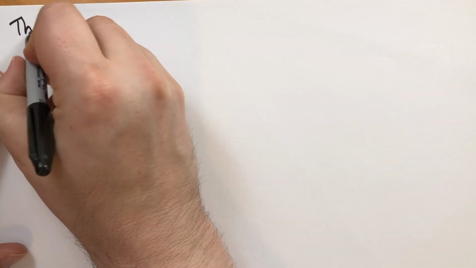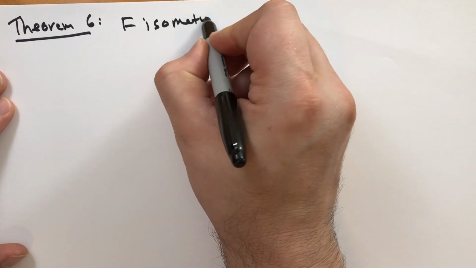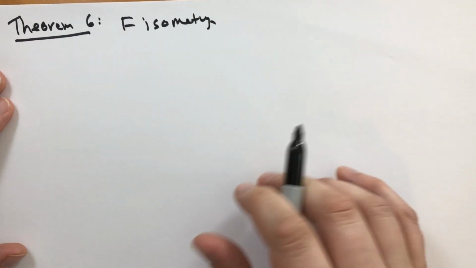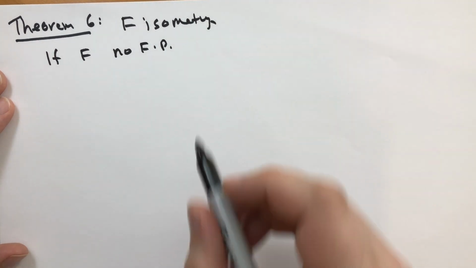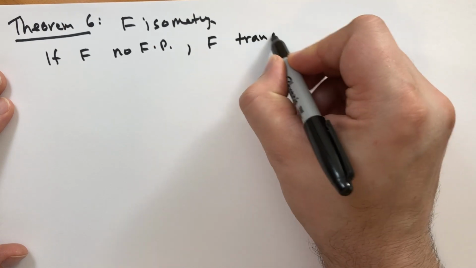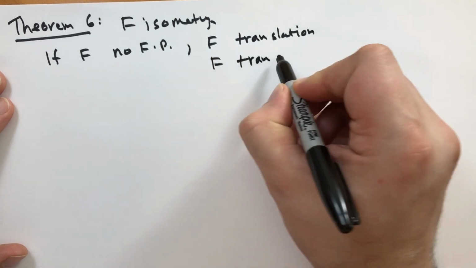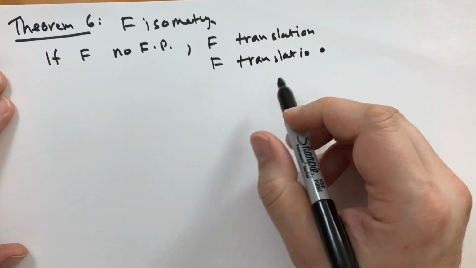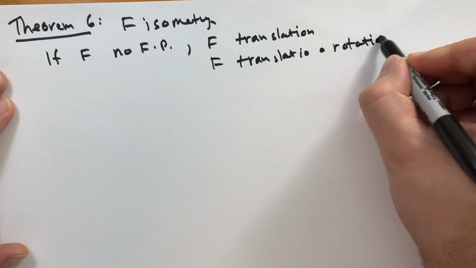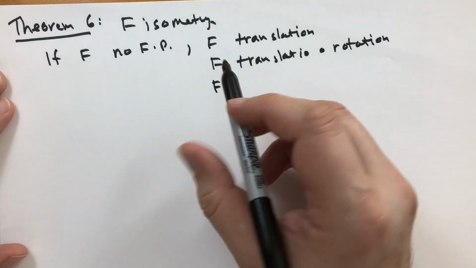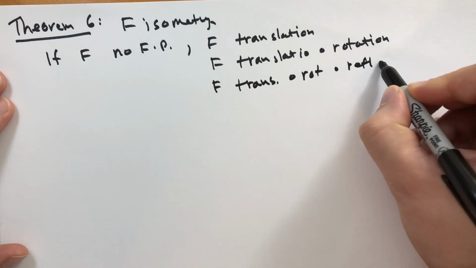Now let's go for Theorem 6. Theorem 6 is the granddaddy of all of these. Okay, so F is an isometry. That's all we're assuming. If F has no fixed points, then F is a translation, or it could be the composite of a translation and a rotation, or F could be the composite of a translation, a rotation, and a reflection through a line.